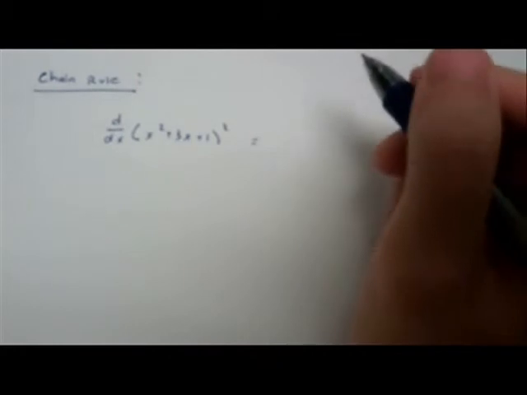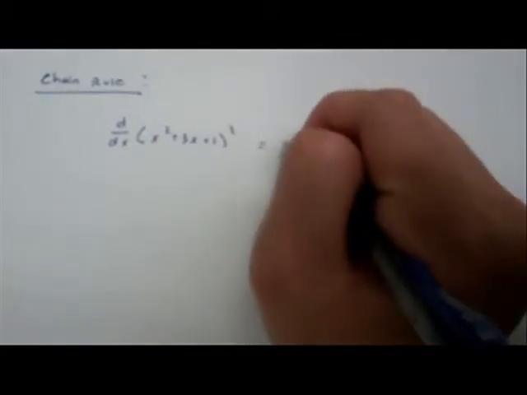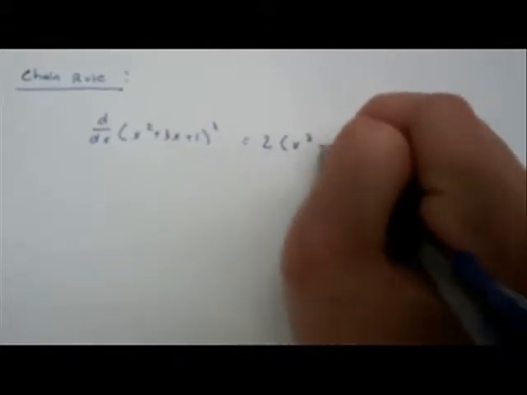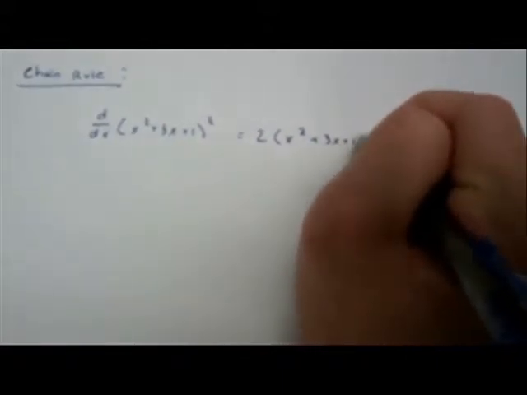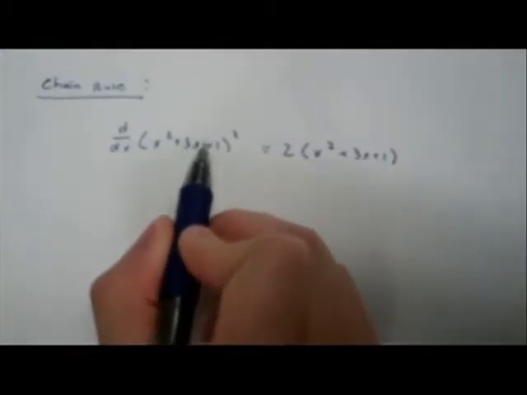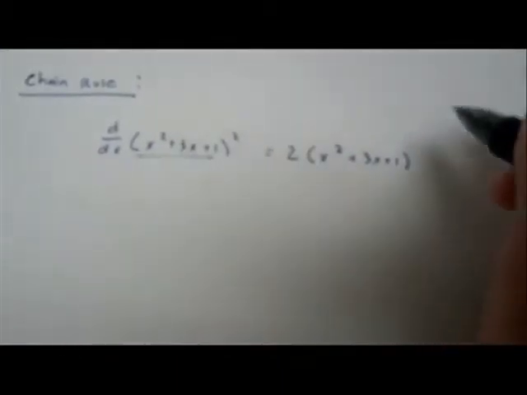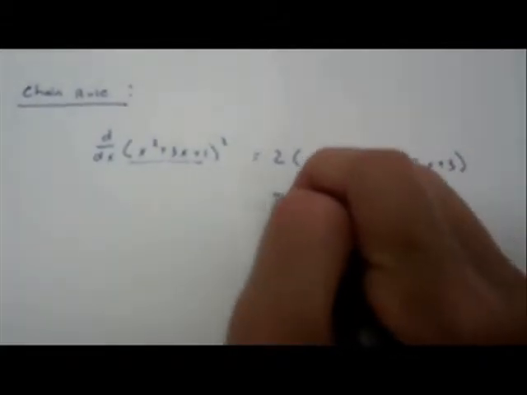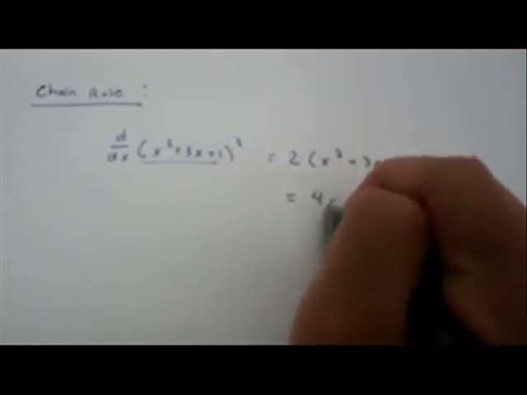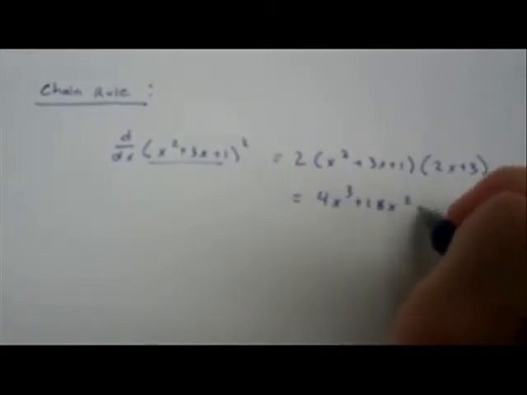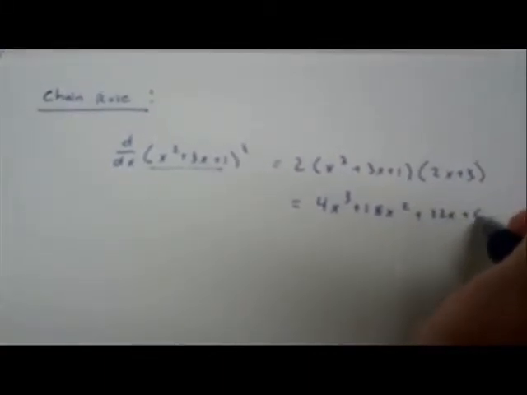So to do this, we're going to multiply by the outer function's derivative, which brings down the power 2. So it's going to be 2 times x squared plus 3x plus 1. And then we're going to multiply by the derivative of the inner function, so it's going to be 2x plus 3. And then from here on, we just simplify it out, and we get 4x cubed plus 18x squared plus 22x plus 6.